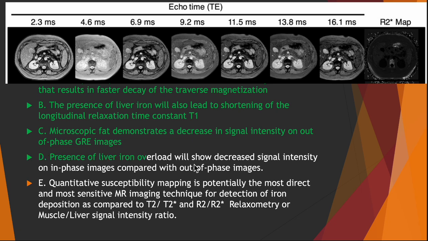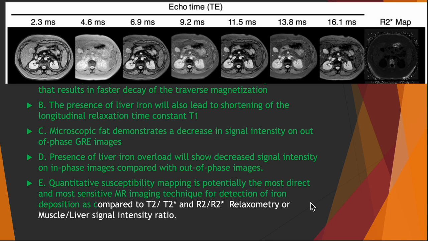Presence of liver iron overload will show decreased signal intensity on in phase compared with out of phase. True. You will have to read more about the liver quantification and liver suppression techniques, and then you will come to know about this particular reasoning. Quantitative susceptibility mapping is potentially the most direct and most sensitive MR imaging technique for detection of iron deposition as compared to T2, T2 star relaxometry.